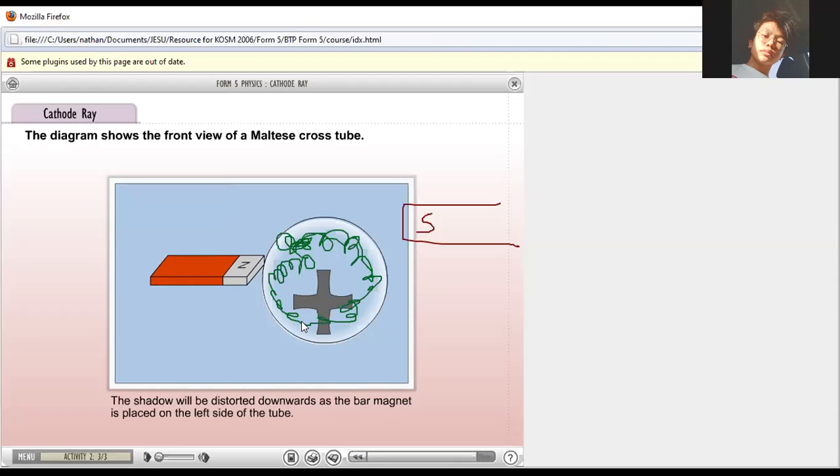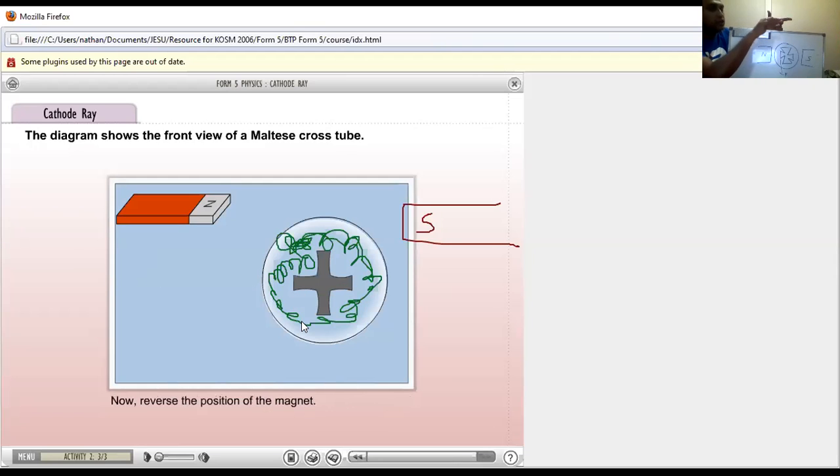So use your Fleming left-hand rule. North to south, and then your current. Electron going out, that means current going in, so jari ketiga tunjuk dalam. So force is downward. That's why the force is downward.